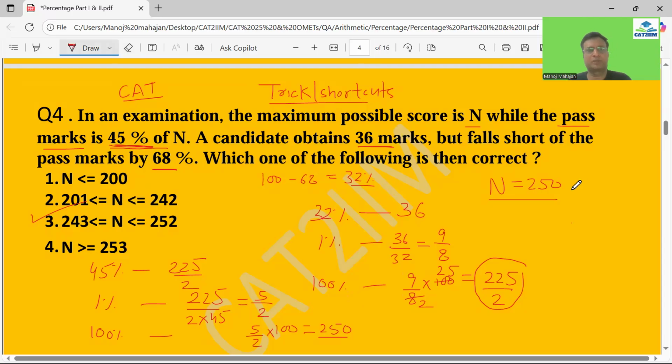So I'm just showing you the mathematical approach also, but try to adapt to the trick shortcuts which I am teaching and start applying them so that you save time.